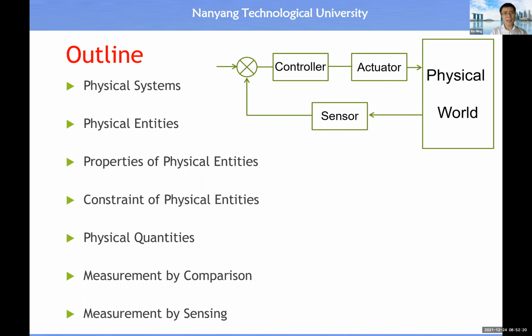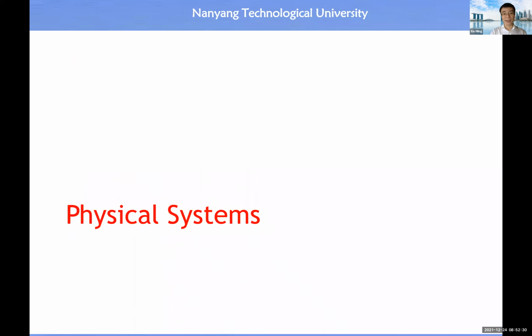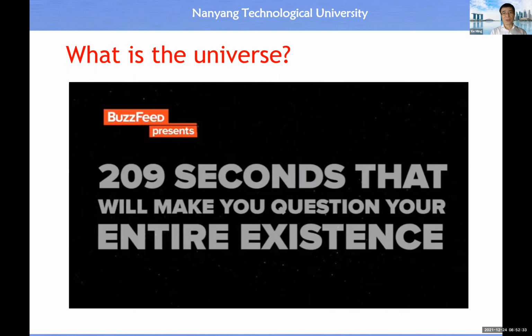So let's begin with the detail about the physical system in the universe or in the world. First question, this is a very, very big question. It's very interesting for you to start from this viewpoint of the universe, because from the universe you will understand the nature of the physical world, and in particular the physical world on Earth, because we are living on Earth. Inside the physical world, we have a system. Inside the system, we have an entity. Inside the entity, we have a material, etc. So let's start from the viewpoint of the universe.